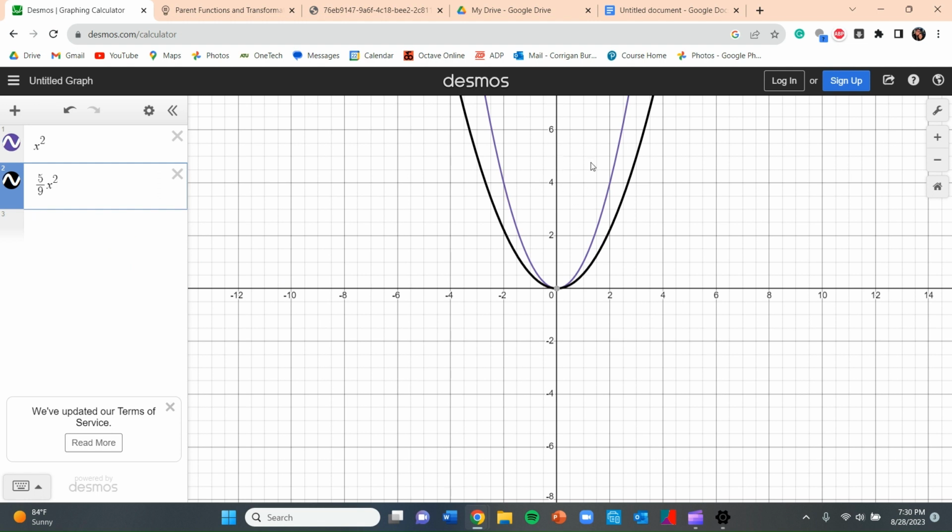I know it doesn't look like it's a compression, but you imagine somebody sitting on this blue line and kind of squishing it down. That's what we're doing here.